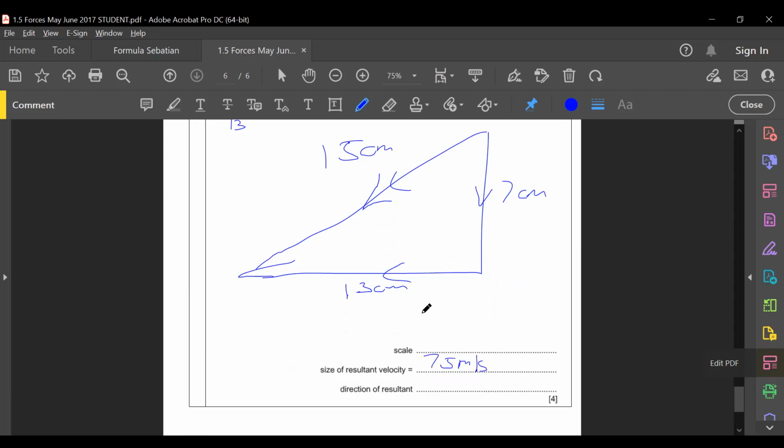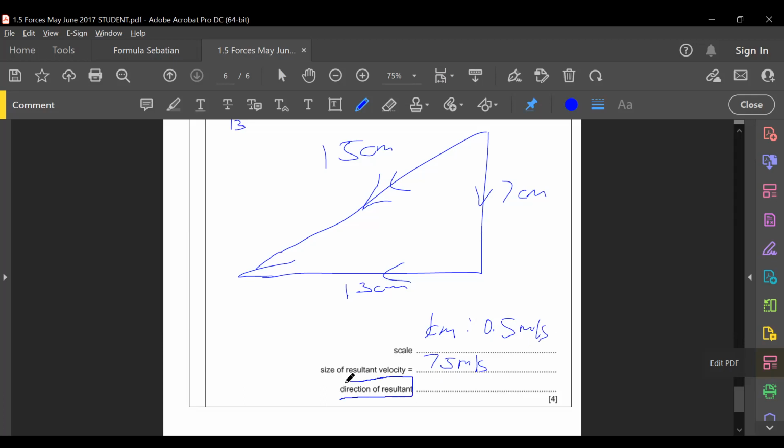Your scale is going to represent, guys, you always start off with 1 cm represents blah, blah, blah. You don't try to be funny and go like 2 cm represents blah, blah, blah. It doesn't work that way. It always starts with 1 cm representing blah, blah, blah. In this case, it will be 0.5 meters per second.